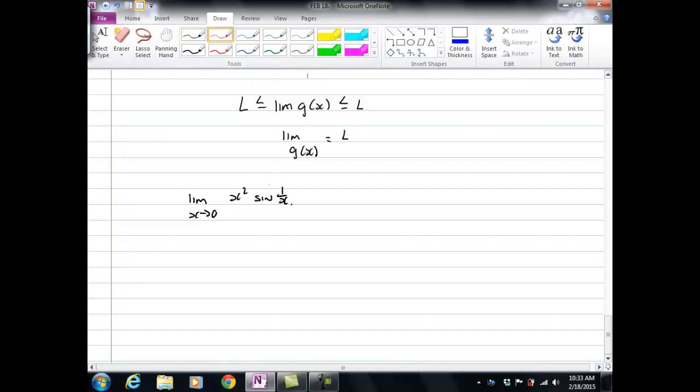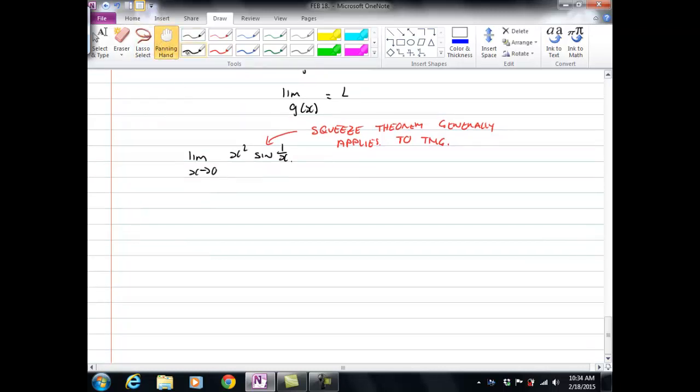Squeeze theorem, I'm going to write this down. Squeeze theorem generally applies to trig. So when you see trig, there may be a chance it involves squeeze theorem. Not a guarantee, there's just a good chance it works. I'm going to forget this x squared for now and just look at the sine 1 over x.